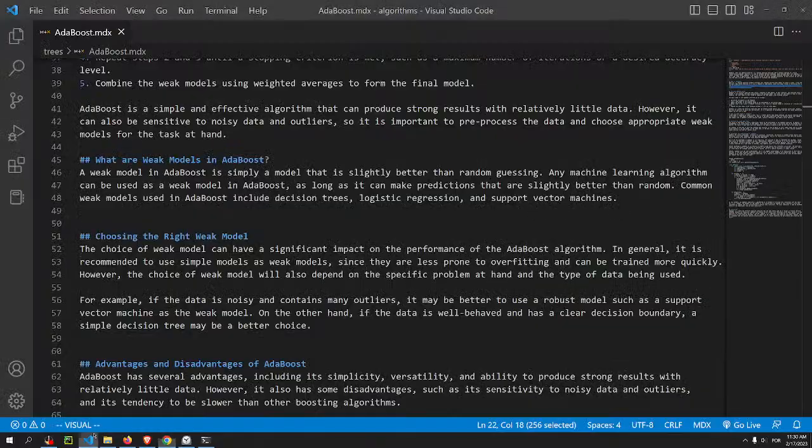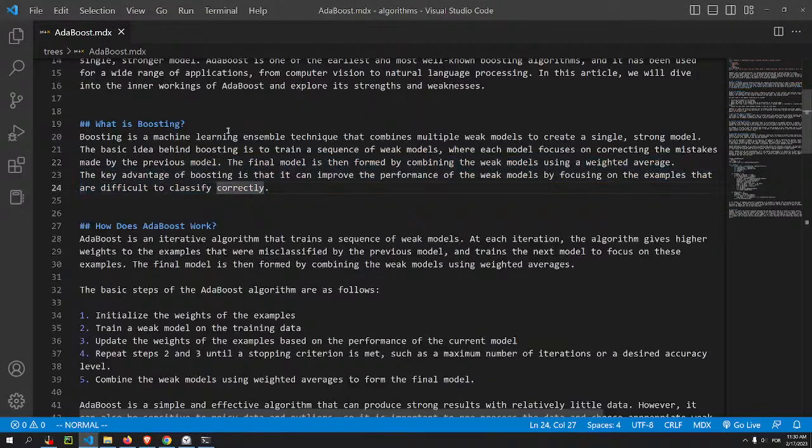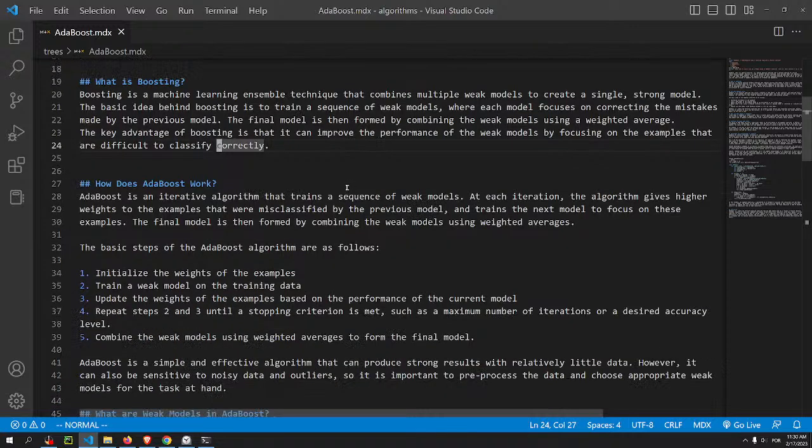Let me read this before I stop. Boosting is a machine learning ensemble technique that combines multiple weak models to create a single strong model. The basic idea behind boosting is to train a sequence of weak models, where each model focuses on correcting the mistakes made by the previous model. The final model is then formed by combining the weak models using a weighted average. The key advantage of boosting is that it can improve the performance of weak models by focusing on the examples that are difficult to classify correctly.